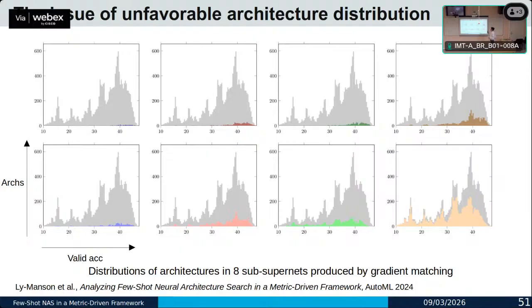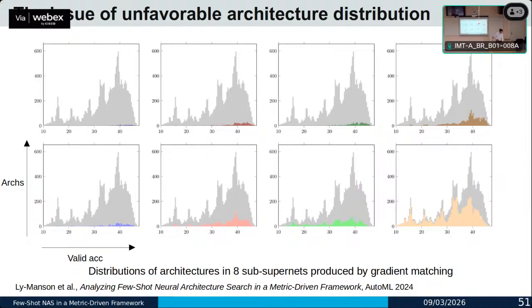We have to remind that we are working on a tabulated benchmark, which means that we know in advance the true performance of every architecture. And this is what allows us to create these distribution plots with the validation accuracy on the x-axis and the bins of architecture on the y-axis. The grayscale distribution is the full distribution of the search space, the NASBench201 search space. And the colored distributions are what we obtain inside our subsupernet splits. First of all, we can see that they tend to be unevenly distributed, with some subsupernets having a lot of the distribution, while others not so much.